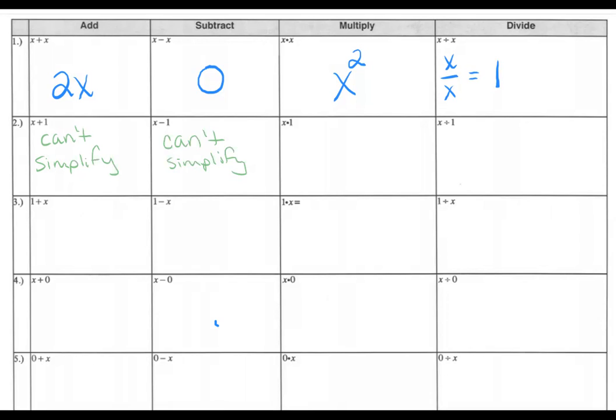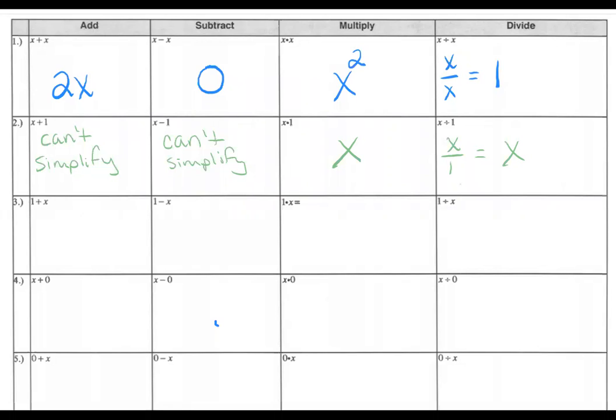However, for multiplication and division, there is a special rule with 1. You can always multiply or divide by 1 without changing the value. So x times 1 would be more simplified as just x. Likewise, x divided by 1 would be more simplified as just x. So we would call this the multiplicative identity property for the multiplying column. You can always multiply by 1 and get the value that you started with.